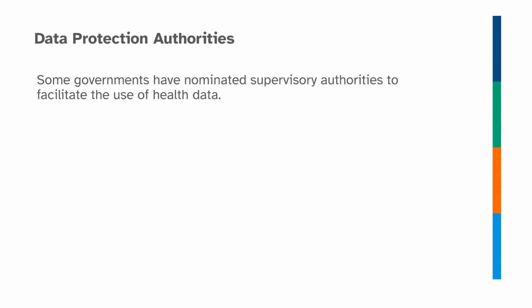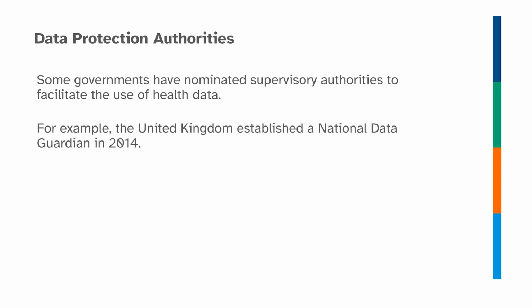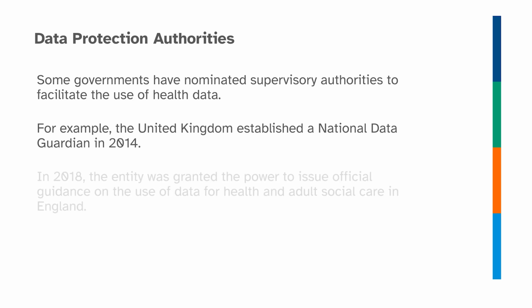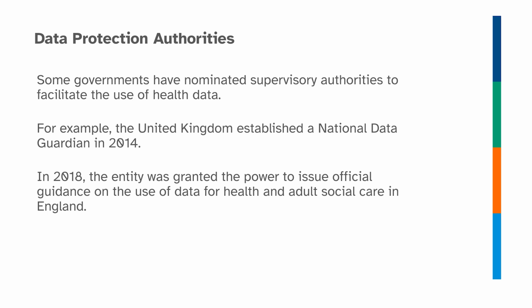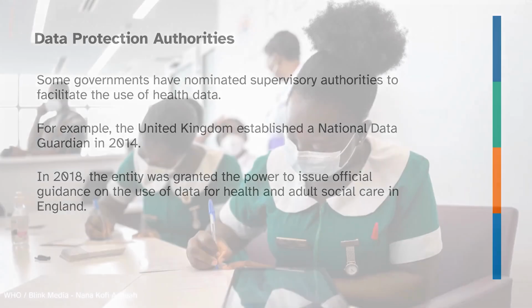Some governments have nominated supervisory authorities to facilitate the use of health data. For example, the United Kingdom established a National Data Guardian in 2014 for appropriate management of health data with respect to confidentiality and to improve the use of such data for beneficial purposes. In 2018, the entity was granted the power to issue official guidance on the use of data for health and adult social care in England.